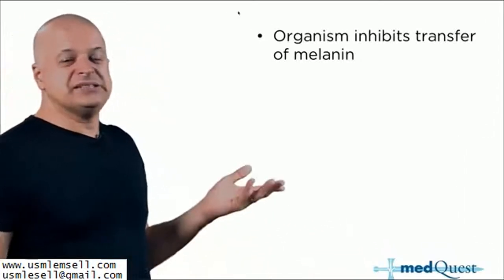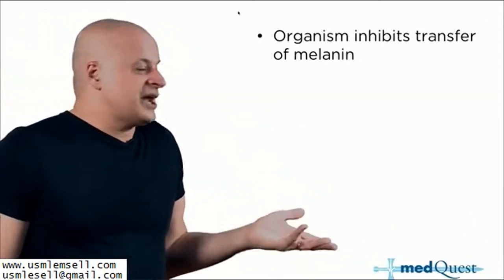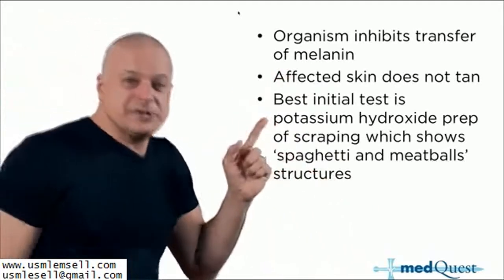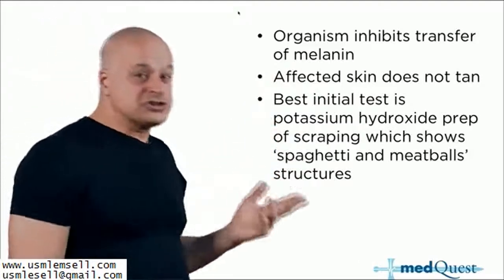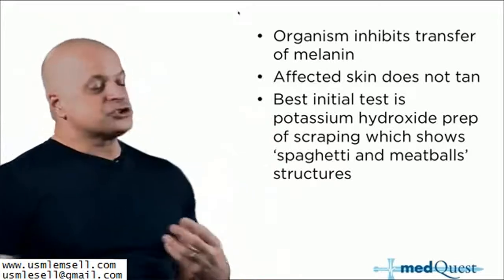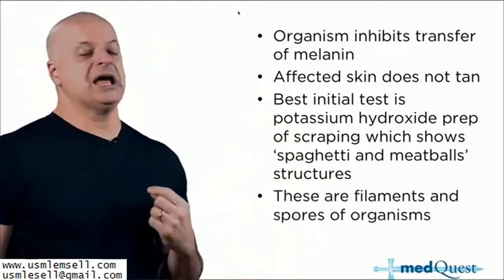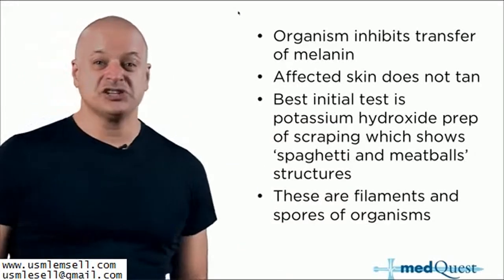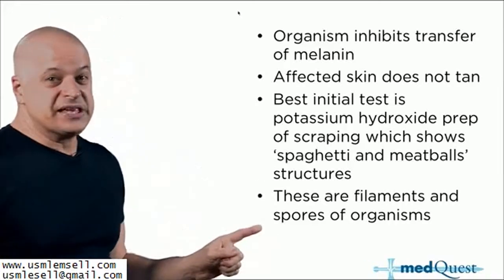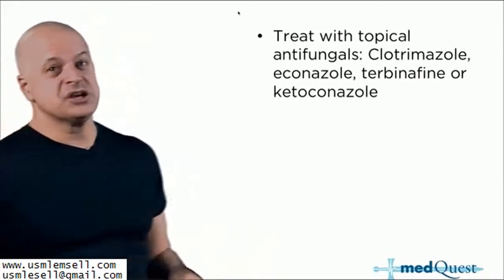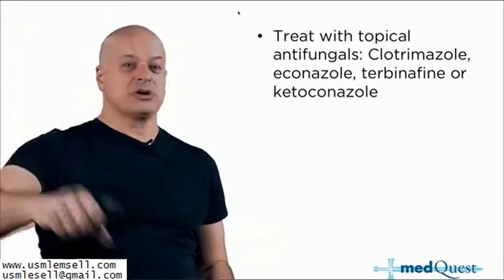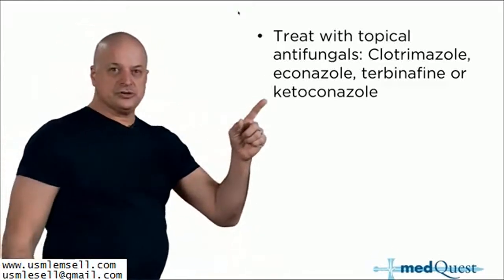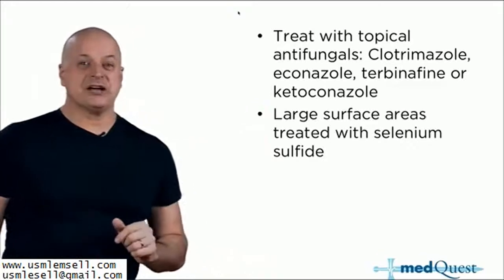So the organism basically inhibits the transfer of melanin. Why do you get hypopigmented? Because it's screwing up your ability to transfer melanin, and the skin doesn't tan. So you do a potassium hydroxide on a scraping, which looks like spaghetti and meatballs to some people, and you treat it with a topical antifungal, unless it involves hair and nails. But tinea versicolor generally stays just on the skin. Now, these are filaments and spores of organisms; with the scraping you can see the spores and you can see the filaments. The topical antifungals are what you use in general for tinea versicolor.